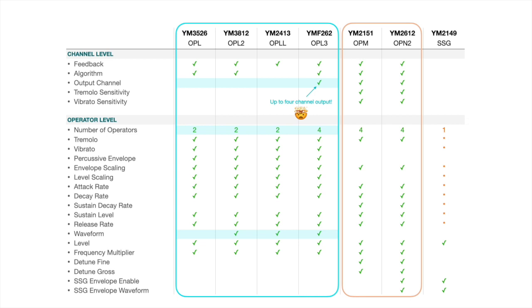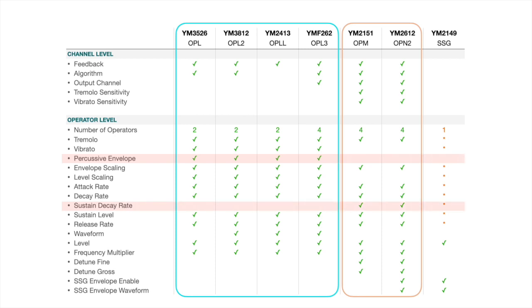The YM2151, or the OPM chip, and the YM2612, or the OPN2, took a slightly different path. Both of these chips only support sine waves. However, they use 4 operators to create sounds instead of 2. They also have more complex, low-frequency oscillators that are used to create tremolo and vibrato, and they natively support stereo output and even detuning. The last main difference has to do with the way they define their envelopes.